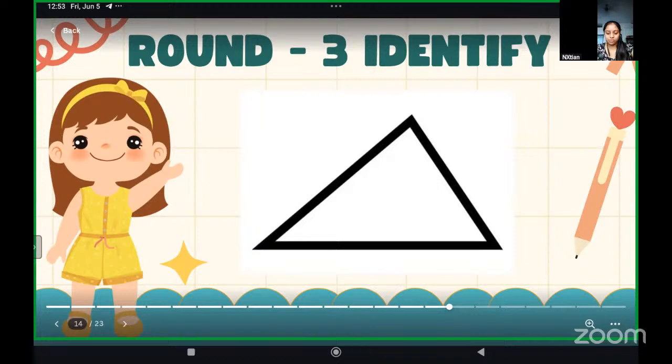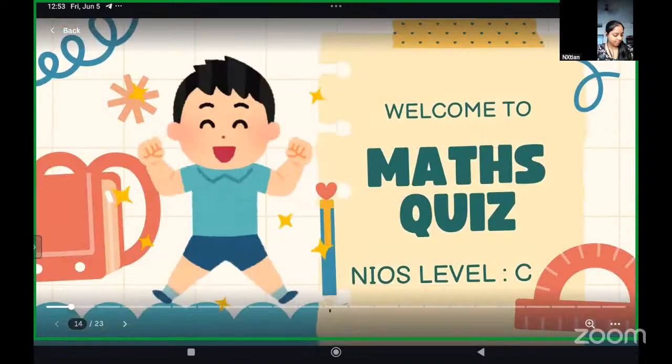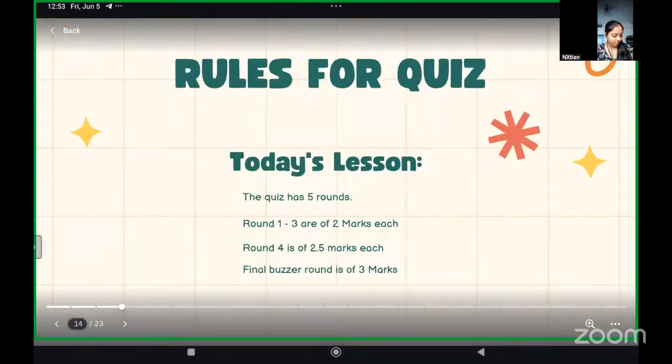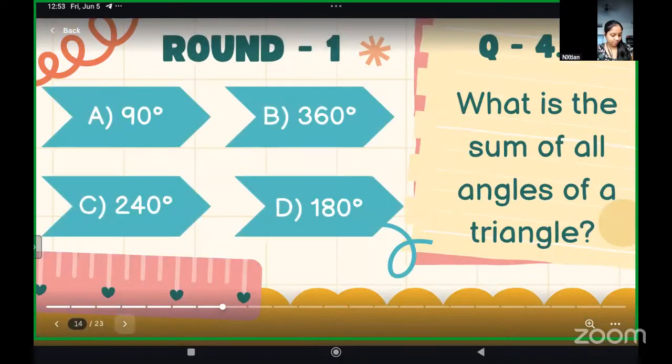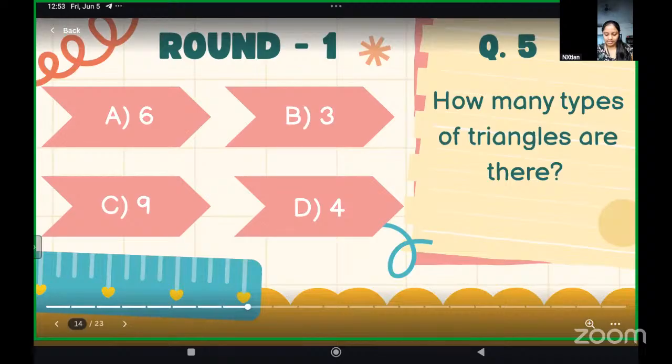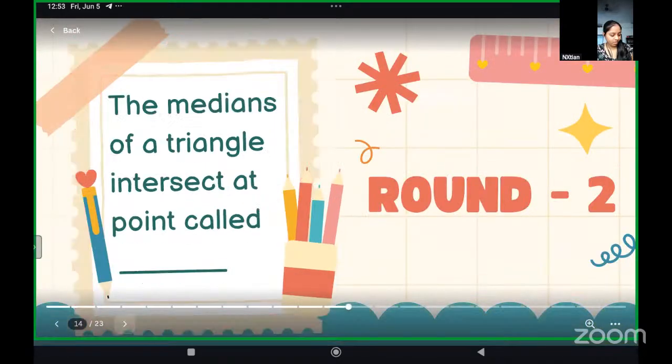Zoe, your first question was correct. First round was correct. Second round, you said center. The point where I think it was altitudes, right? One second. Round two, you had the fourth question. Yeah, the medians. The medians of a triangle intersect at this point, where you said center. The answer is centroid.